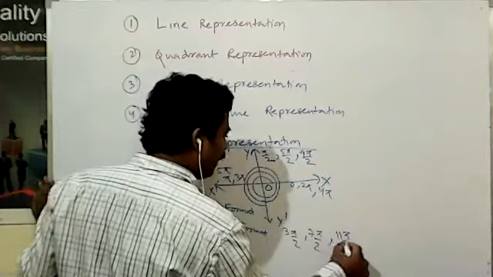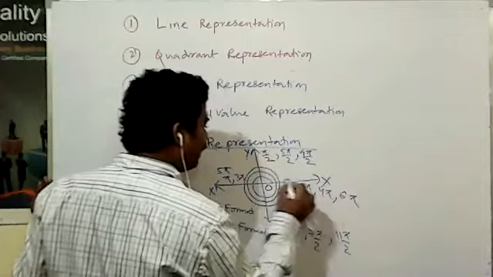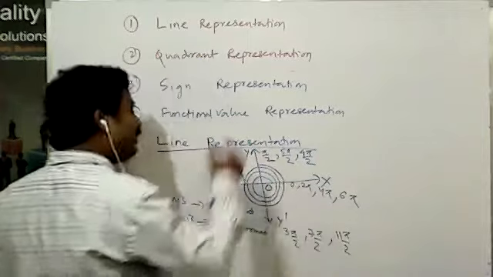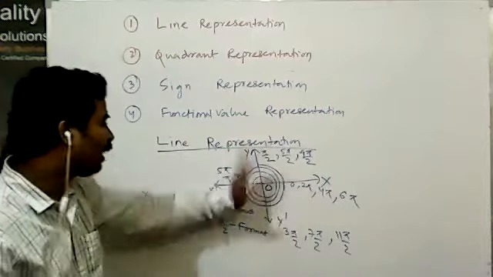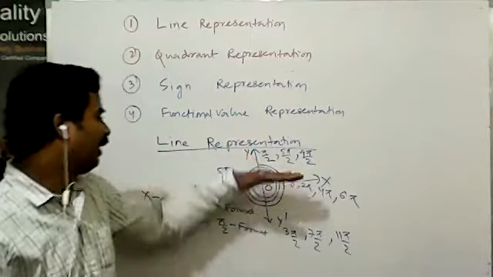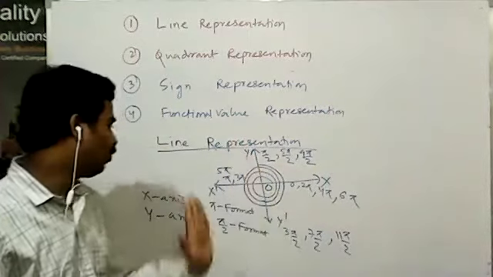This is 11 pi by 2. Similarly, this rotation comes again. This is 6 pi, this rotation again. Similarly, in this way this value will come. That means this is pi format, this is pi by 2 format. X-axis stands for pi format. Y-axis stands for pi by 2 format.